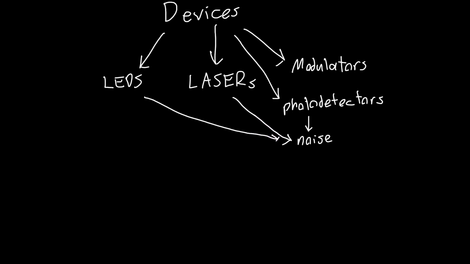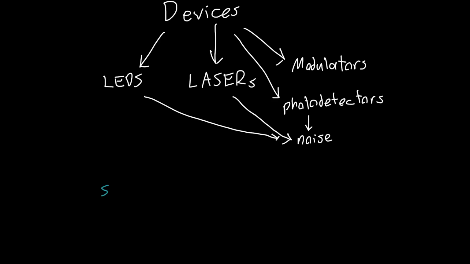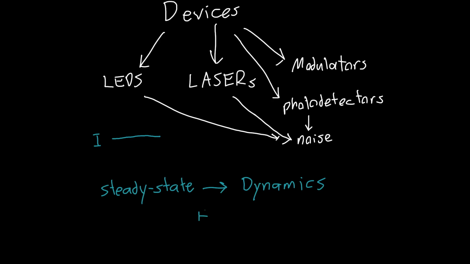We'll also not just analyze these in what's called steady state, or how these devices behave when you just apply a constant voltage or a constant current, but also what happens when you vary the current, or what are the dynamics of the system. How fast can I get my LEDs or my lasers or my photodetectors to operate? What are the limitations there?